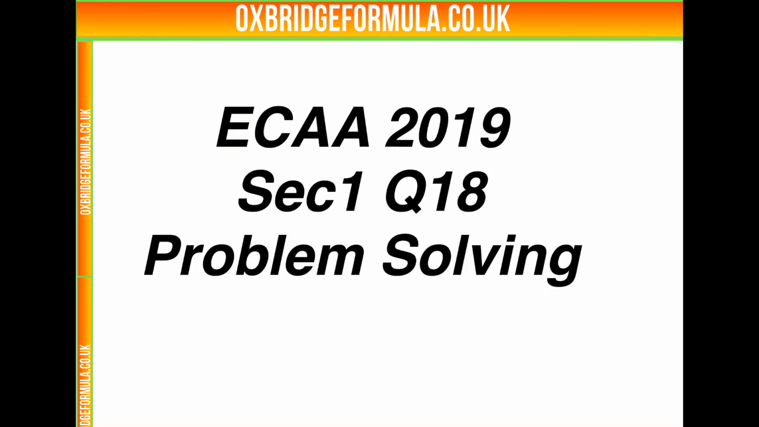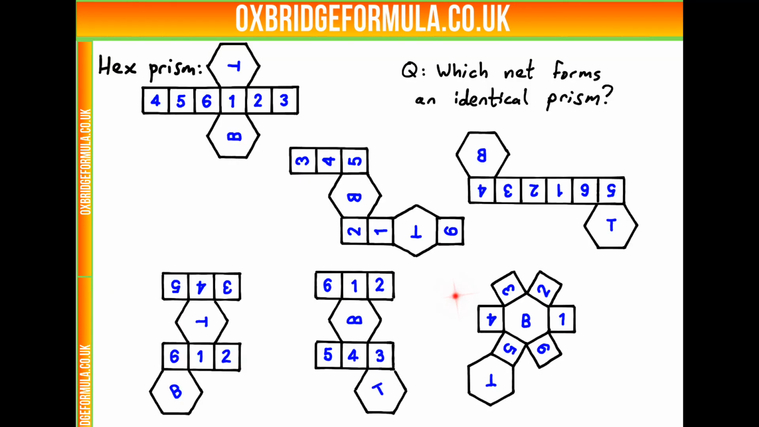This is question 18 on problem solving from section 1 of the 2019 ECAA. So we're given the net of a hexagonal prism with various letters and numbers written on the sides, and we're asked which one of these 5 nets will form an identical prism. So what's going on here?